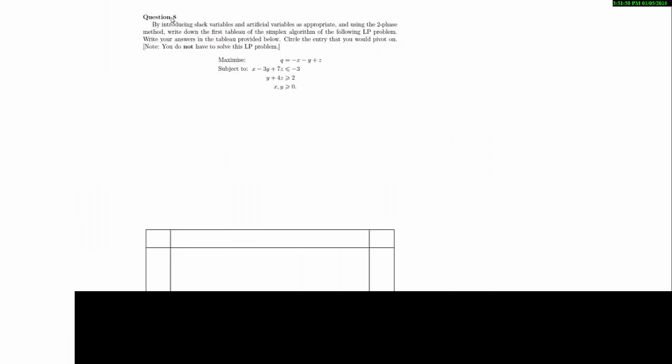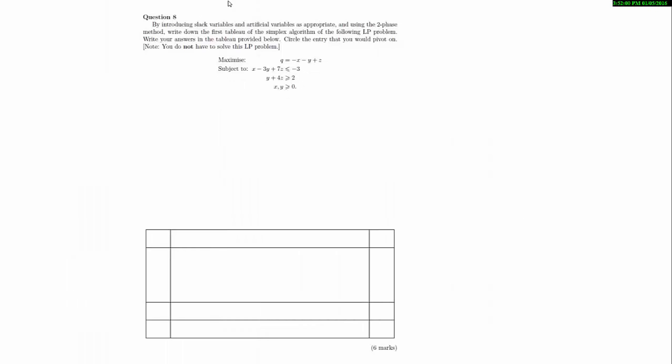Okay, so we're looking at question 8 of the 2013 exam. By introducing slack variables and artificial variables as appropriate, and using the two-phase method, we aim to write down the first tableau of the simplex algorithm of the following LP problem given here, and we write our answers in this tableau provided. And finally, we have to circle the entry that we'll pivot on.